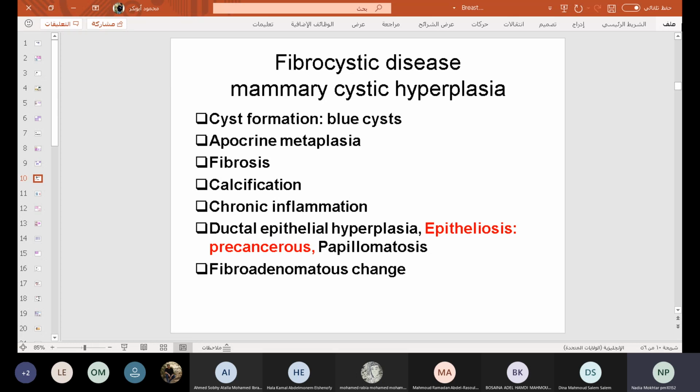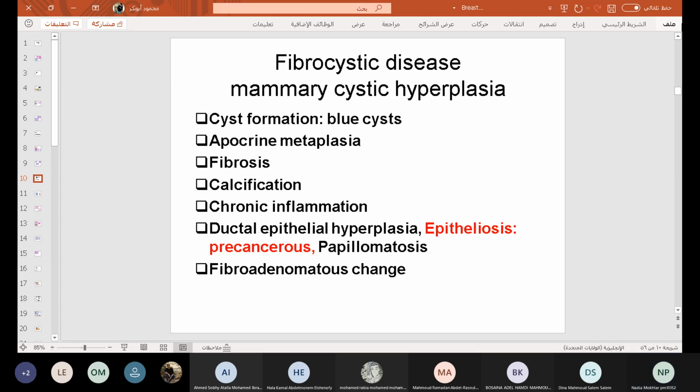This is the most important point because this is the element that may undergo malignant change. It is a precancerous condition. Epitheliosis, solid epitheliosis, or atypical ductal hyperplasia. All of these are names for the component that complicates the fibrocystic disease and may turn malignant. As we said before, fibroadenoma has no malignant risk, but with fibrocystic disease, because of the high estrogen level, the patient is at risk to develop breast cancer. Fibroadenomatous change may occur also within the tissues of the fibrocystic area.